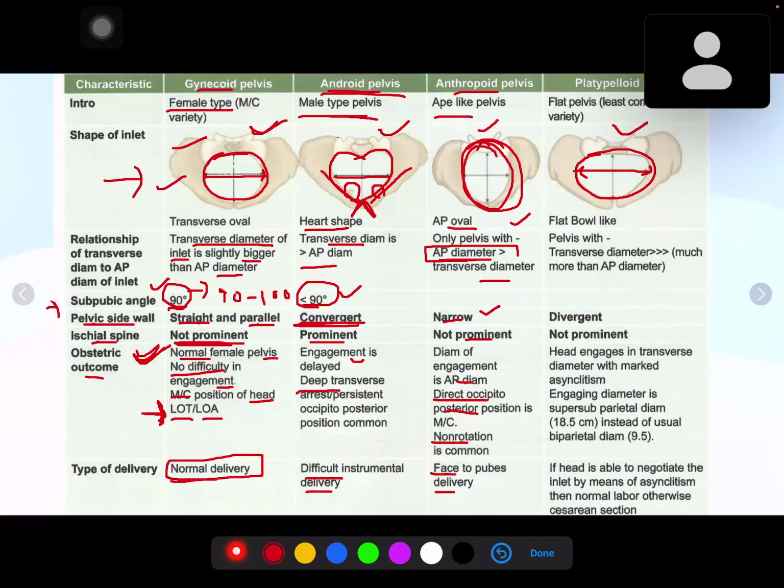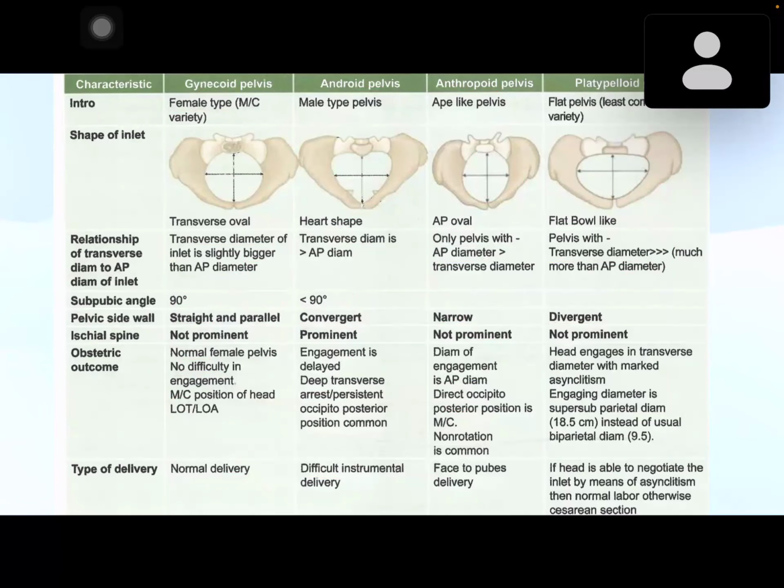And then move on to our last type of pelvis, the platypelloid. I told you that it is the least common and it's flat. And in here, it's a very long oval shape. See, it's a flat bowl-like shape, and the transverse diameter is much, much more than the AP. Okay. So here the walls are divergent and not prominent, but the head actually engages in the transverse diameter and there would be marked asynclitism. You don't need to remember all these points. You can just say the engagement would be difficult and rotation would also be difficult to occur in this type of pelvis. Okay, so these are the few differences in these types of pelvis.